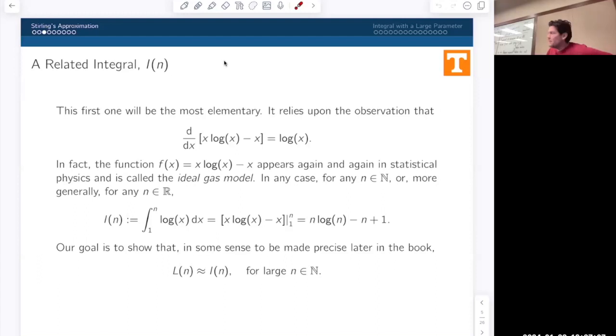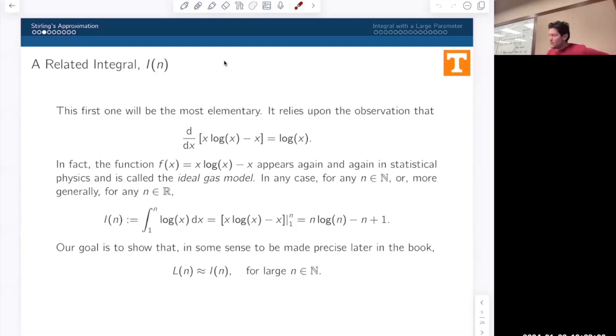Now, this function, interestingly, for those of you who are physicists or engineers or may be familiar with thermodynamics, comes up again and again. And this function is called the ideal gas law. Okay, x log x minus x is what's called the ideal gas law, and it just so happens that it has this relation to log. If I take the derivative of this, I get log. That means if I take the integral of log, the antiderivative is the ideal gas law or ideal gas model. So taking the antiderivative and evaluating at 1 and n, it's just going to be n log n minus n plus 1, using the fact that when I put in 1 for x here, I just get a 0.